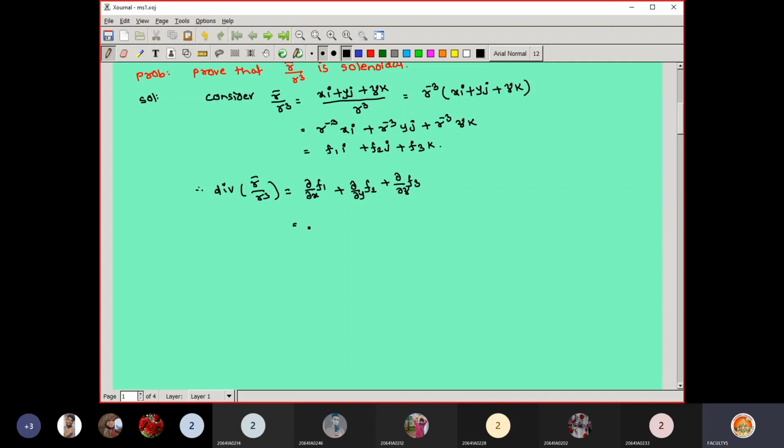So you make the differentiation with respect to x, y, z. Dou by dou x of f1 is r power minus 3 into x, plus dou by dou y of f2, r power minus 3 into y, plus dou by dou z of f3, r power minus 3 into z.